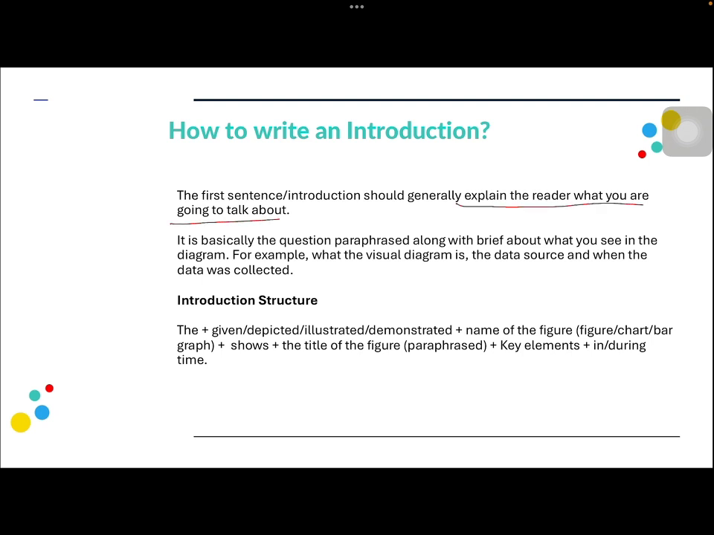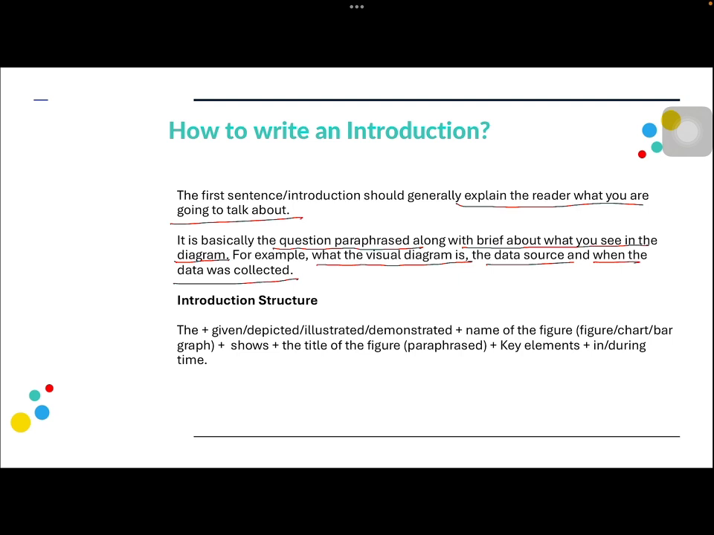And what are the information that you should give to the reader for them to be able to easily understand your essay. Now there is a sample structure for you to write the introduction for academic task 1, and your introduction is basically the question paraphrased along with a brief about what you see in the diagram. For example, what the visual diagram is, the data source, and when the data was collected.